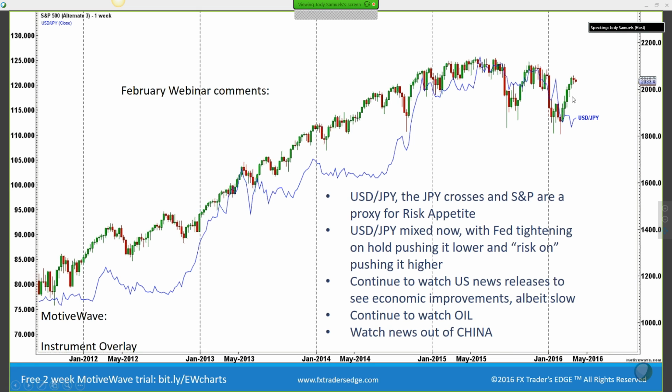Now let's look at the S&P versus the dollar yen. This is what we discussed last month. This is the slide taken from last month's February webinar comments. U.S. dollar yen, the yen crosses and S&P are a proxy for risk appetite. Dollar yen is mixed now, with Fed tightening on hold, pushing it lower, and risk on, pushing it higher. So sort of a mixed view on dollar yen. Maybe that's why it's been trading sideways.